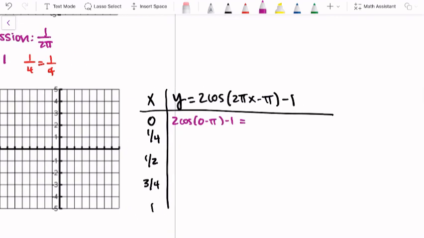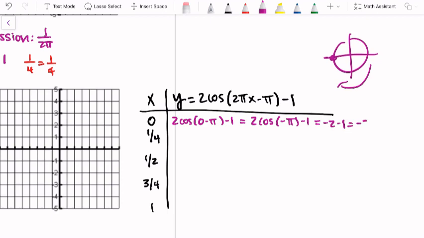Hopefully you give yourself enough room. We're going to have a lot of calculations. Okay, so 2 times cosine of -pi minus 1. Here's my unit circle. -pi is going to be over here. So cosine of -pi is -1. So I'm going to have -2 minus 1. So that's -3.